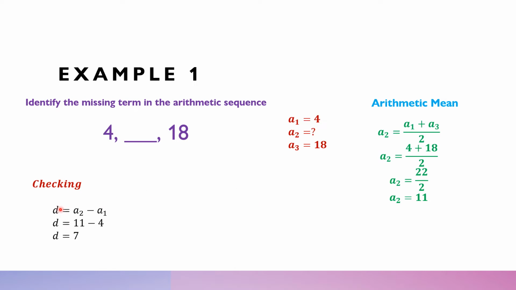Let's see the common difference, a sub 2 minus a sub 1. We have 11 minus 4, and that would be 7. Let's check the other one, a sub 3 minus a sub 2, where we have 18 minus 11, and that would be 7. So we have a common difference of 7. I think that would be correct. So we could say that the arithmetic mean is 11, or a sub 2 is equal to 11.